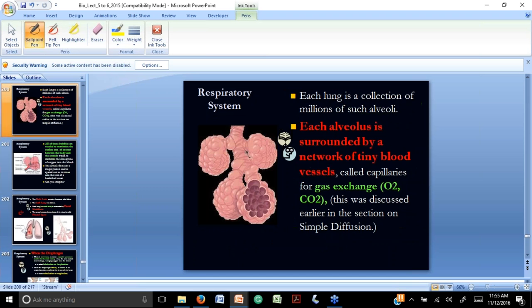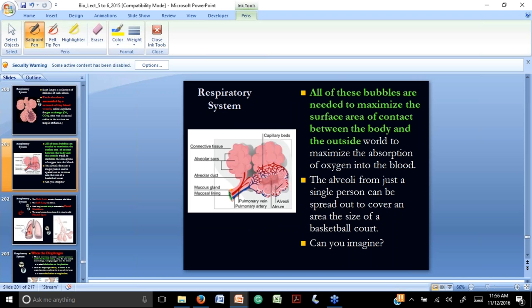All right, so then we are going to continue with the alveolar. So what is the functional unit of the lungs? I just want you to remember the alveolus.